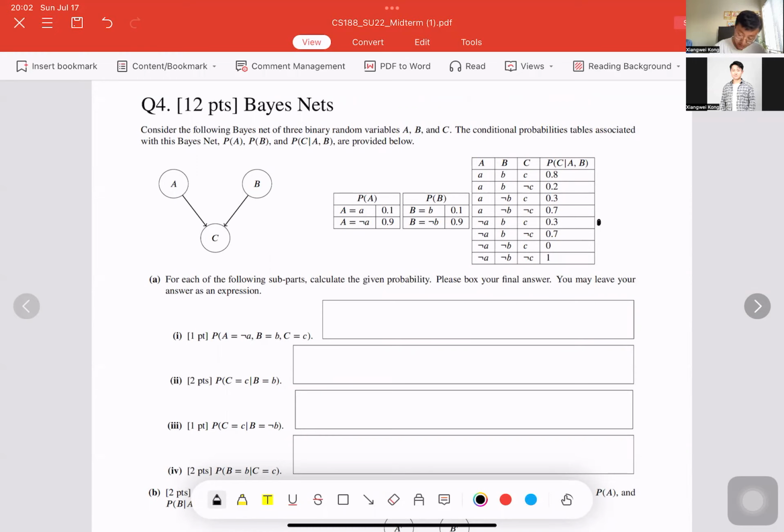So what we have is we should use P(A) times P(B) times P(C given A, B). So it will be 0.9 times 0.1 times 0.3, which is equal to 0.027.